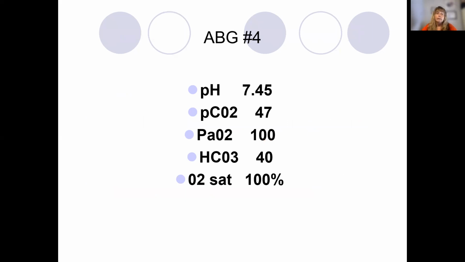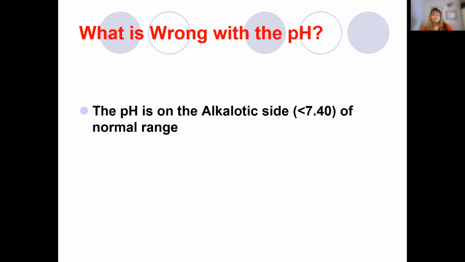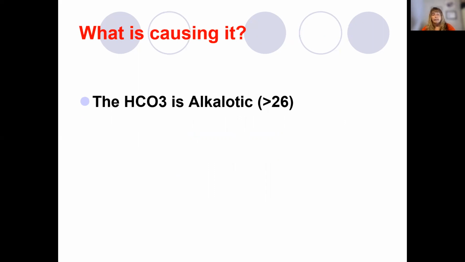Here's another one. pH is 7.45, PCO2 is 47, PaO2 is 100, the bicarbonate is 40, and the O2 sat is 100%. What is wrong with the pH is our first question. The pH is on the alkalotic side of 7.40, so it is alkalotic. The bicarbonate is alkalotic. It is greater than 26.